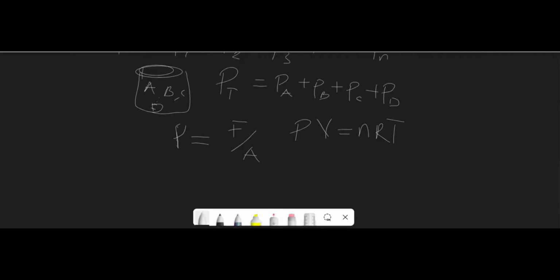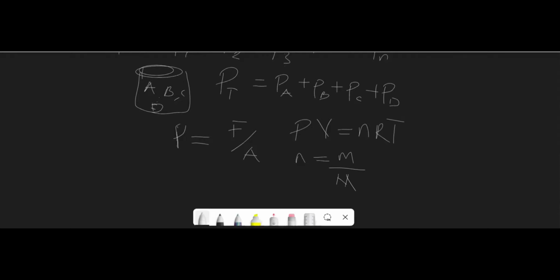The P stands for pressure, V stands for volume, n stands for the number of moles, R stands for the universal gas constant, and T stands for the temperature. And of course, remember that mole is equal to mass over molar mass. Temperature can be measured in Kelvin or in degrees centigrade. But usually, whenever we have temperature in degrees centigrade, we convert it to Kelvin.